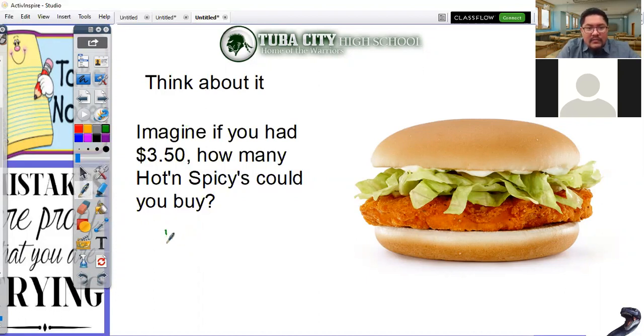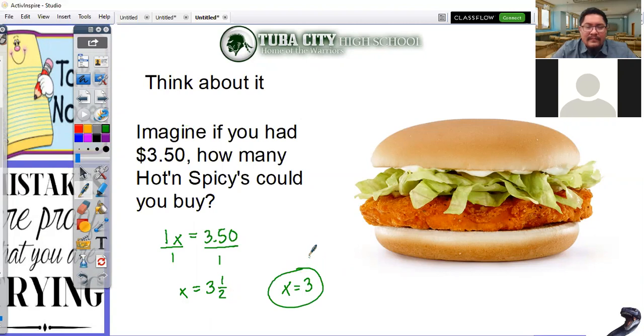So it's $1 per sandwich, and it would be $3.50. So if I divide both of them by 3, that means the number of sandwiches I could get would be about 3.5. But again, that's not really likely. So what about this half? Is it possible to go into a McDonald's and buy half a sandwich? No, it's not. As far as I know, I've never seen anybody buy half a sandwich. They only sell you whole sandwiches. So in this case, the real answer would be 3, because, again, you cannot buy half a sandwich.